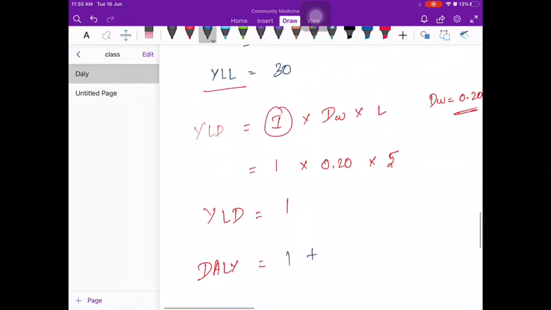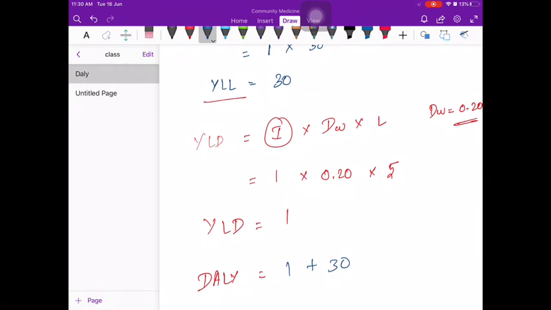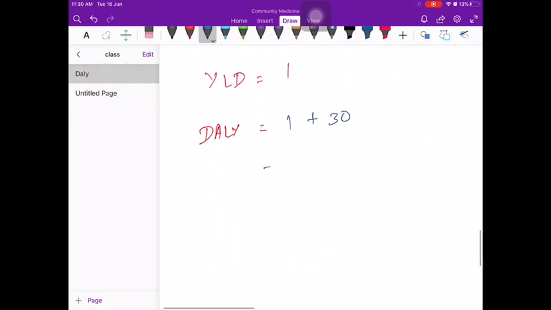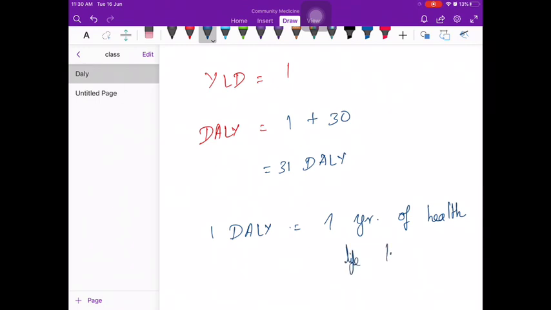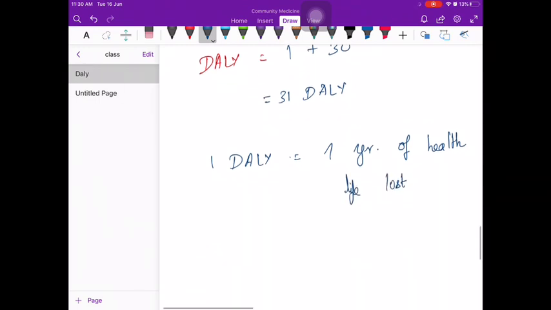and finally DALY is 1 added with 30, that is YLD added with YLL. Finally we get 31 DALY, and 1 DALY means 1 year of healthy life lost. And from this, the person we have taken as an example lost 31 years of healthy life.